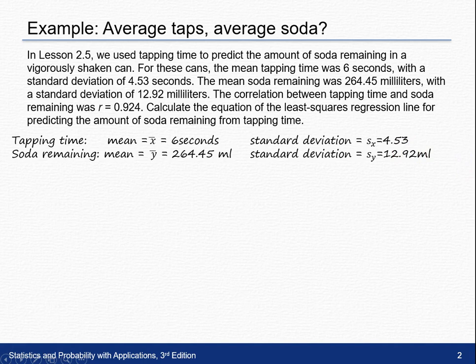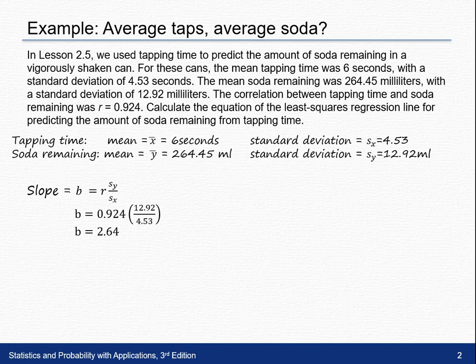To determine the equation of the least squares regression line, we first need to calculate the slope. To calculate the slope, we're going to take our correlation and multiply by the standard deviation of y over the standard deviation of x, much like you've seen slope in algebra. So our correlation was 0.924, taking the standard deviations from above and dividing them, I get our slope to be 2.64.